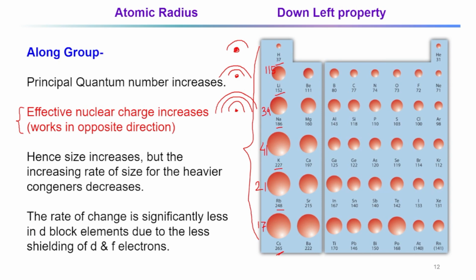So along the group, the atomic radius increases. Okay, what is the major factor? The major factor is that the principal quantum number is increasing as we are going from top to down, the more and more shells are adding. So that's why the atomic radius is increasing.